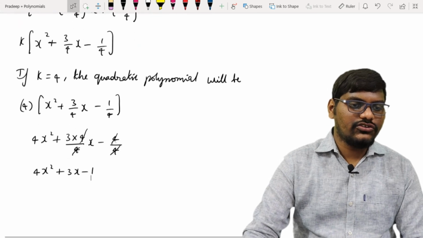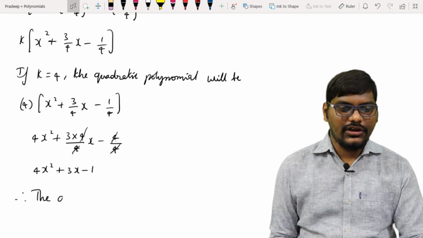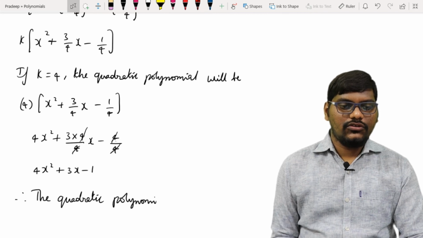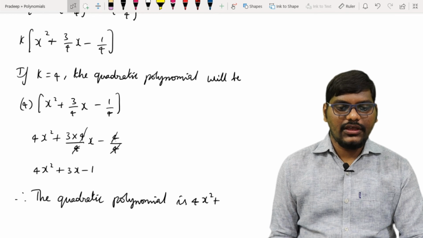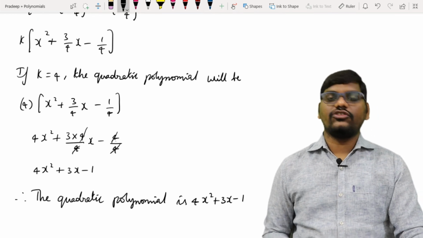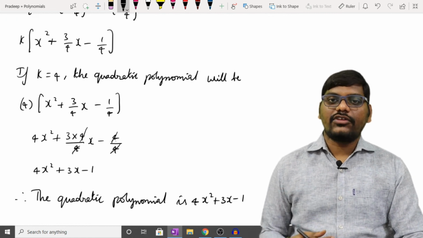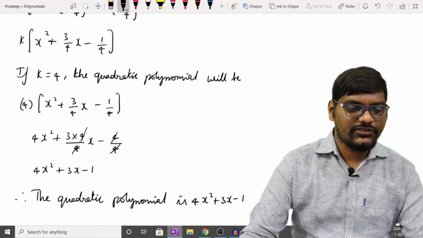So we'll write the conclusion, therefore the quadratic polynomial, what is the polynomial? That is 4x square plus 3x minus 1. So this is the quadratic polynomial we got from the given two zeros of the polynomial. So let's see the next one also.